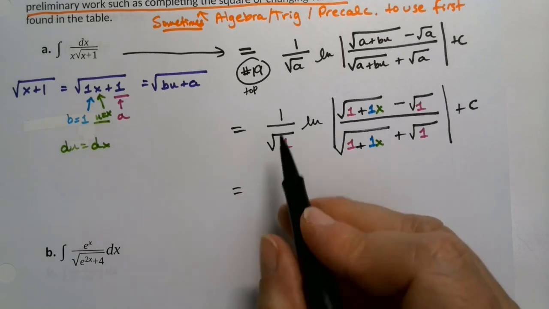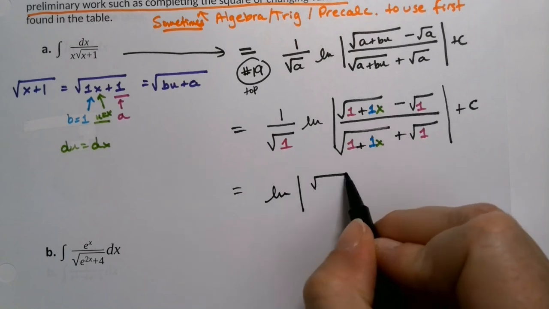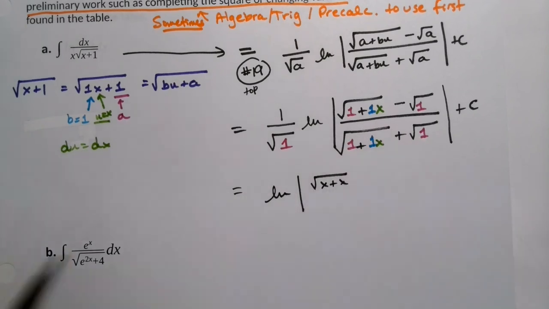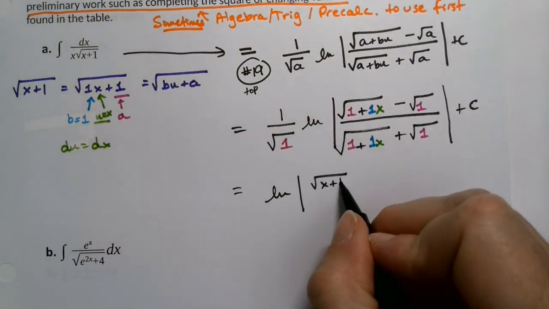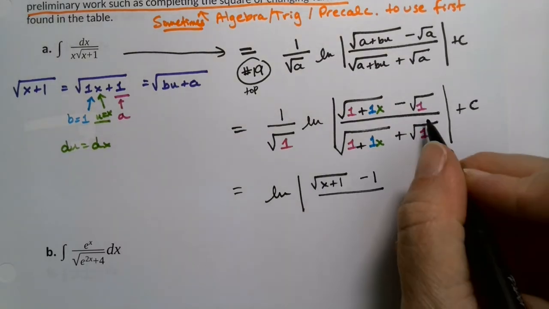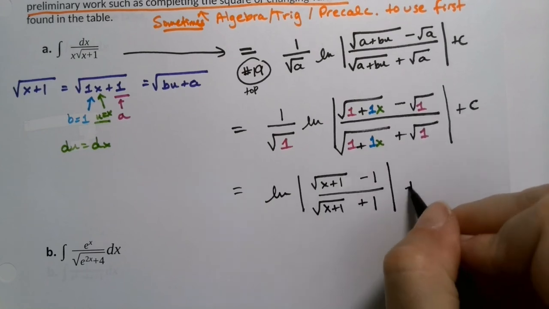Okay, now just cleaning that up a little bit, because that's just the formula. That's the square root of x plus 1, or 1 plus x, either way doesn't make any difference. Addition is commutative. So it's the square root of x plus 1 minus 1, over the square root of x plus 1 plus 1, plus c, because the square root of 1 is 1.